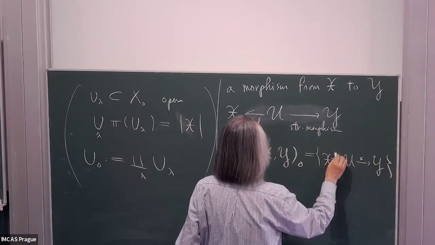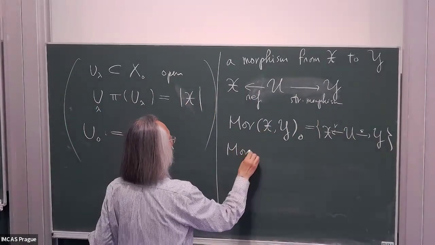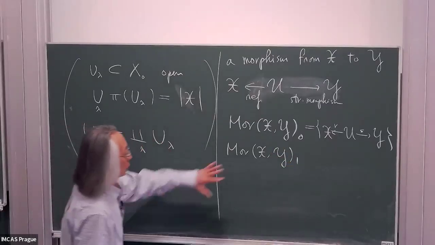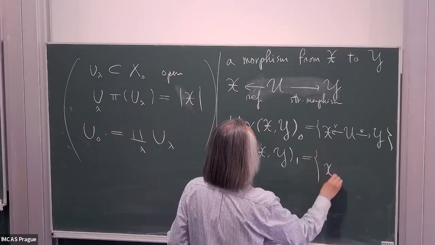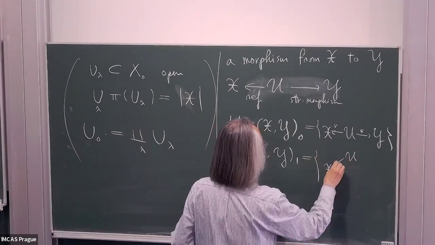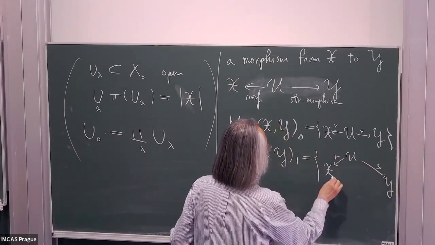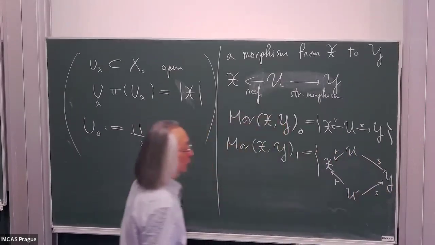This is strict, and this is refinement. And then the morphism between morphisms are just the following. So I have x, maybe I have u, and then y here, this strict and this refinement, and then maybe u prime, this refinement and strict.